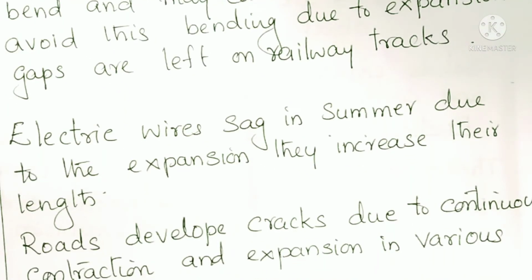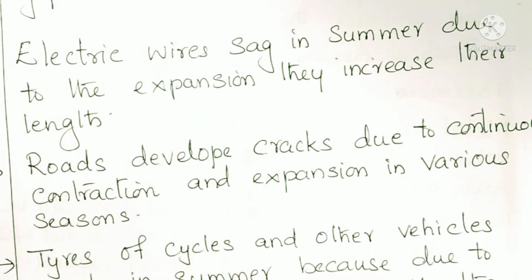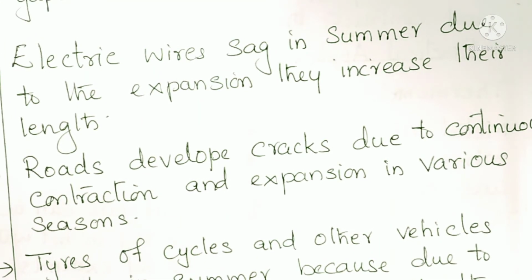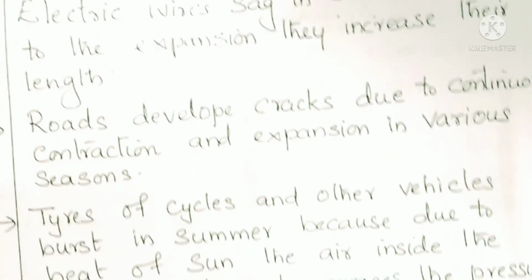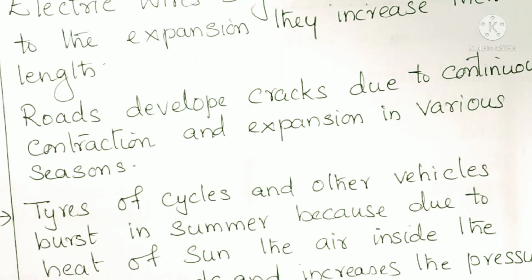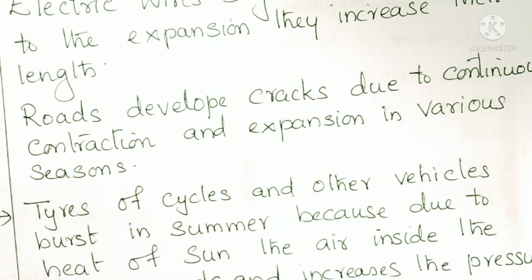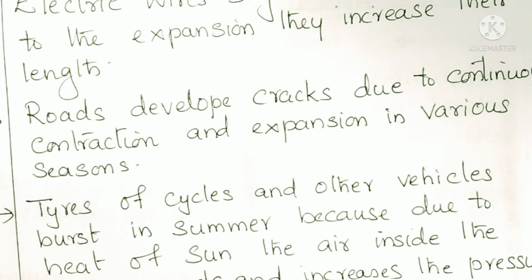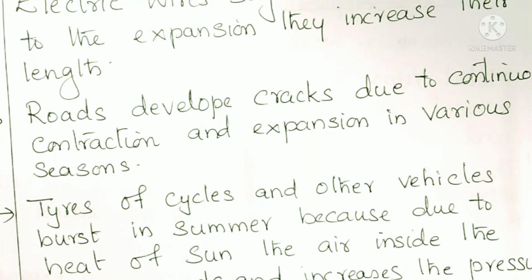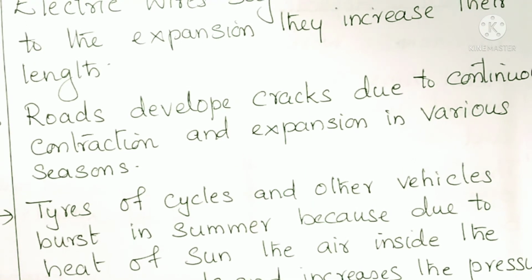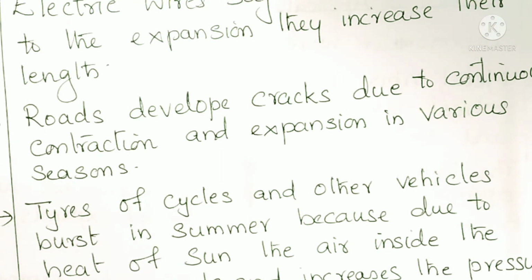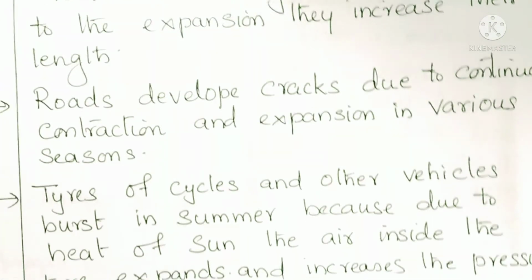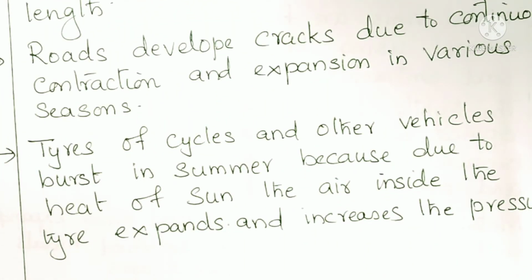Okay. Similarly, the roads: we always complain that every now and then we have to make roads again and again. This is also because it is continuously hot and then cold, again hot, again cold. So, when various seasons occur, the materials used in them sometimes get expanded, sometimes contracted. Because of continuous contraction and expansion, the road gets broken or damaged.